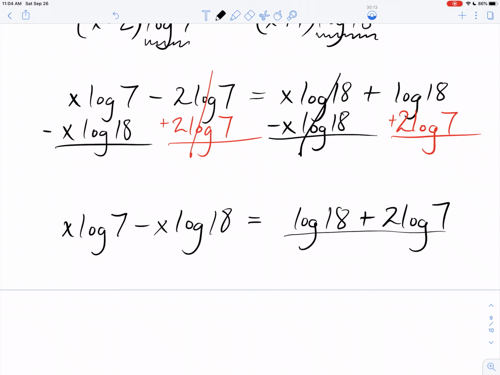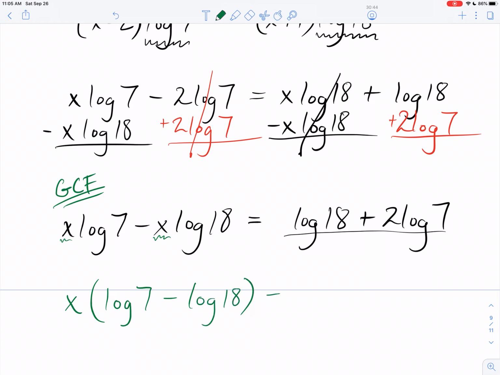Now, this over here, that's a number. I don't know what that number is, but it's just a number. Now, how do I get this? I have 2 x's. This is weird. Well, here's the trick we're going to use. We're going to treat this x like it's a GCF. See, this guy has an x, this guy has an x. So I'm going to factor it out. I'm going to say x times the log of 7 minus the log of 18. What's it equal? It equals this stuff over here.